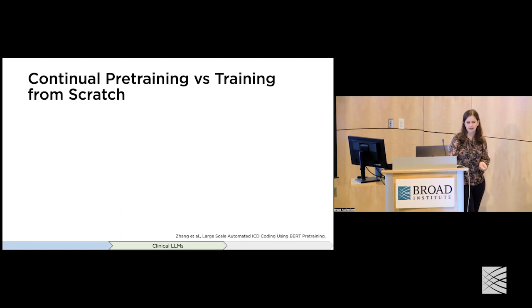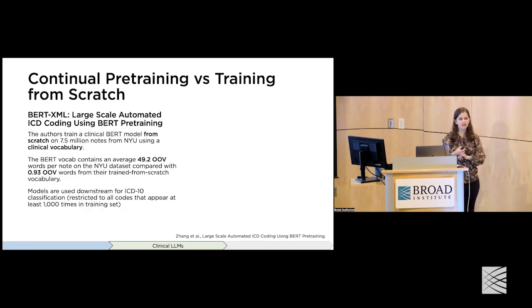The emphasis here is the clinical domain. What about the clinical domain? Researchers from NYU investigated the utility of training BERT models from scratch using only clinical data. They trained a clinical BERT model on 7.5 million notes from NYU. Again, they can use a clinical vocabulary here because they're training from scratch. They found that the BERT vocabulary contains an average of 49.2 out of vocab words per note, compared with 0.93 out of vocab words when they use their own clinical vocabulary.